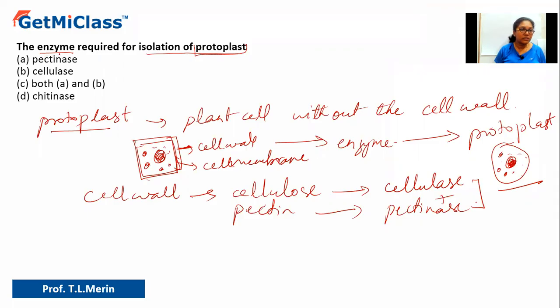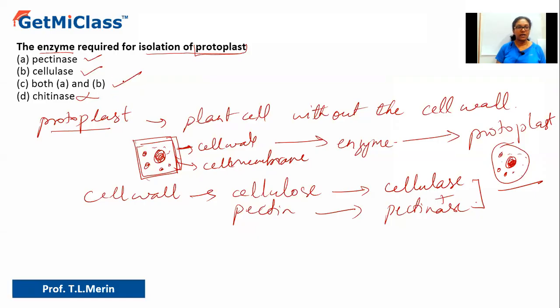Now, let us look at the question again. It says the enzyme required for isolation of protoplasts is option A, pectinase. Yes, pectinase is required. Option B, cellulase. Yes, cellulase is also required. Then option C says both A and B, so that should be the perfect answer because we need the combination of both. Option D says chitinase. So no, because as I said, the major components are cellulose and pectin. So chitinase is not required.